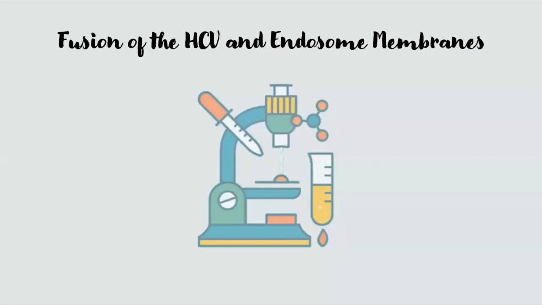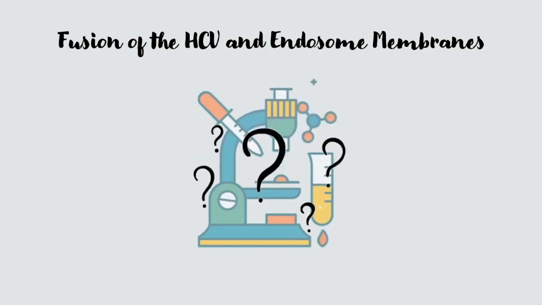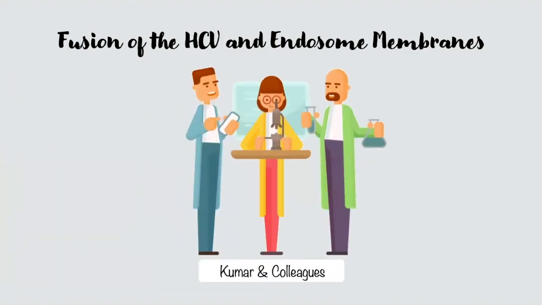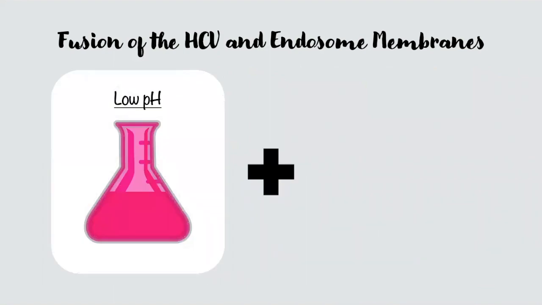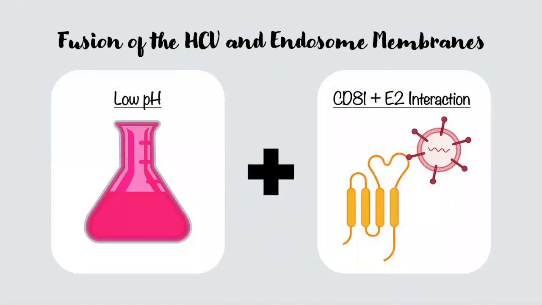The molecular mechanisms that mediate cell entry and membrane fusion of HCV have previously been unclear. However, a recent study by Kumar and colleagues aimed to determine the specific molecular mechanisms responsible for this process. They showed that 2 steps are critical for the optimal fusion of the viral and endosome membranes. These include low pH within the endosome, and the interaction of E2 with the large extracellular loop of CD81.